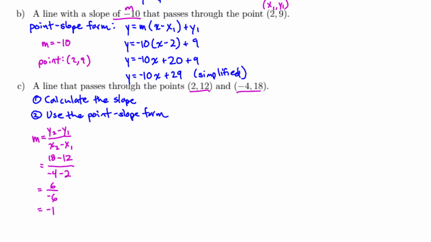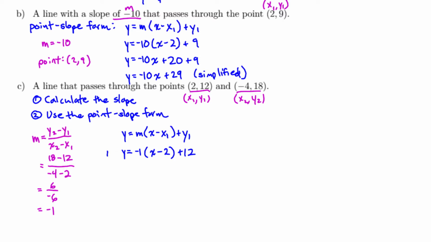Now we'll go on to writing that equation. In our general point-slope form, we have y = m(x - x1) + y1. When I used these, I made (2, 12) (x1, y1), and (-4, 18) (x2, y2). But when we use this point-slope form, we can use either of these points. So I'll do it first with that point (2, 12). So I'll have y equal to, and my slope is -1 that I just calculated, so y = -1(x - 2) + 12.